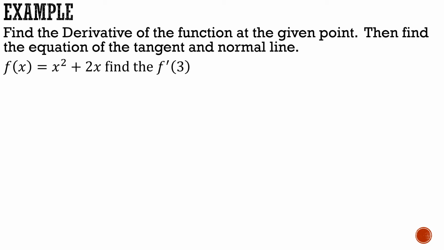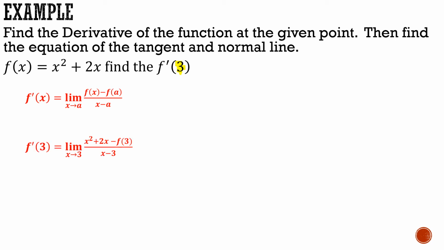For this example, we want to find the derivative of the function at a point, and then we want to use that to find the equation of the tangent and the normal lines. So again, I'm going to start by just finding my derivative. So I'm going to start with my formula. I'm going to plug in my f of x and my f of 3. In this case, this is going to be our a. So for f of x, I have x squared plus 2x minus f of 3 over x minus 3. And again, that's the limit as x approaches 3.